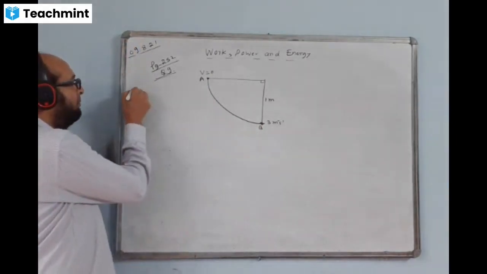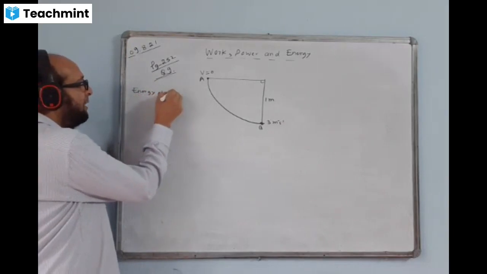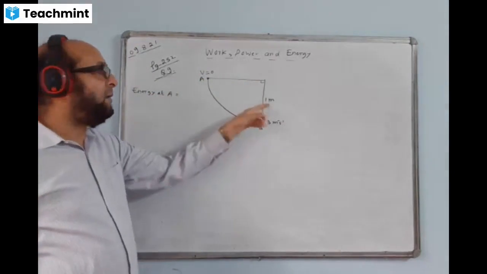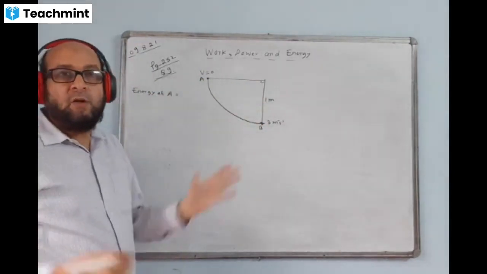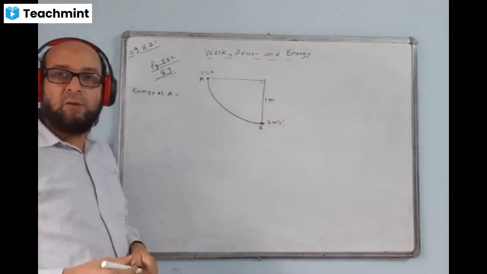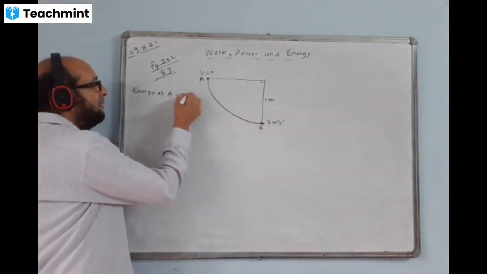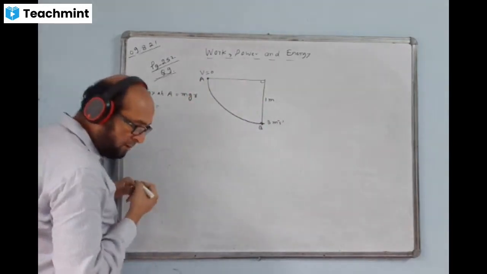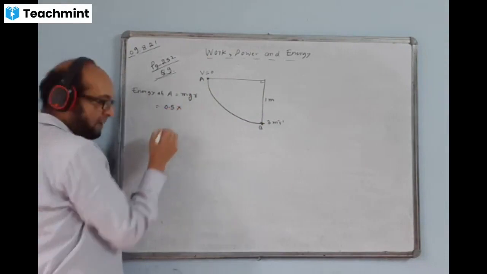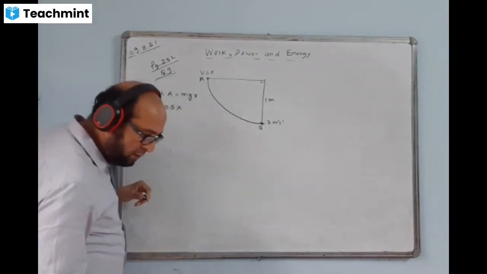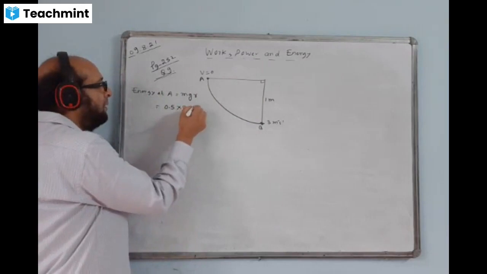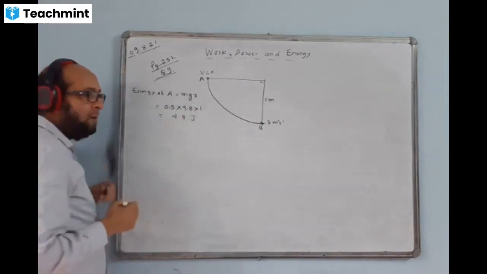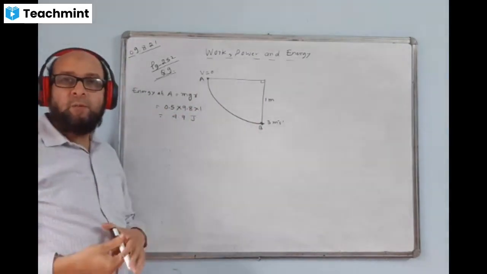Energy at A we are calculating first. What energy will the body have at A? The point A is situated at a height of 1 meter, so it will have potential energy. No kinetic energy because this is at rest, velocity is 0. Only potential. I'll write mgr, this is the radius r. Mass is given 0.5. The g value you can take, given in the question, is 9.8. Radius is 1. Multiply, the answer will come 4.9 Joule. Energy at A we are finding is 4.9 Joule.